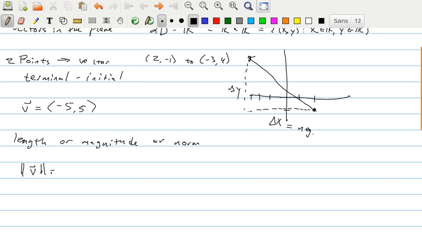What that comes down to is that this is the square root of the x component squared plus the y component squared. That gives us the magnitude of our vector. For example, for this one right here, the magnitude of v is the square root of (-5) squared plus 5 squared. That's the square root of 50, or 5 radical 2. That's the magnitude of v, the norm of v.